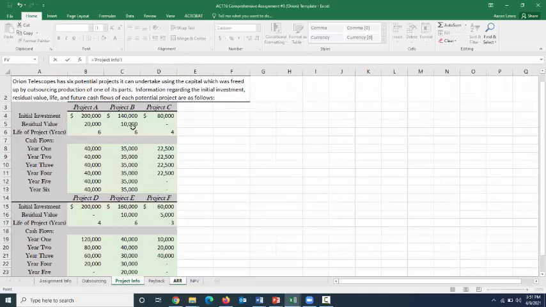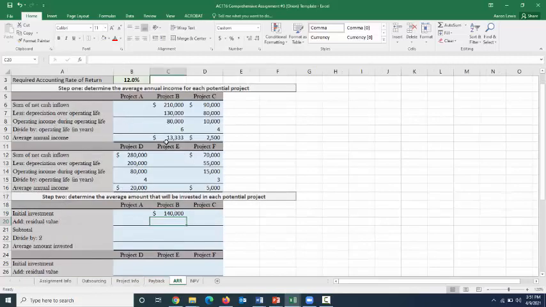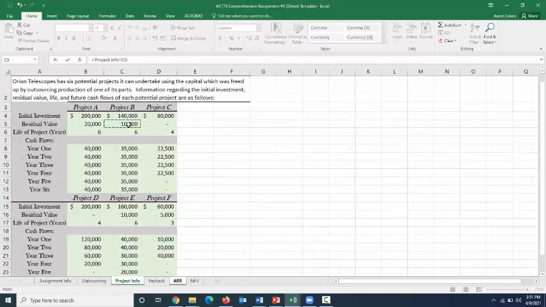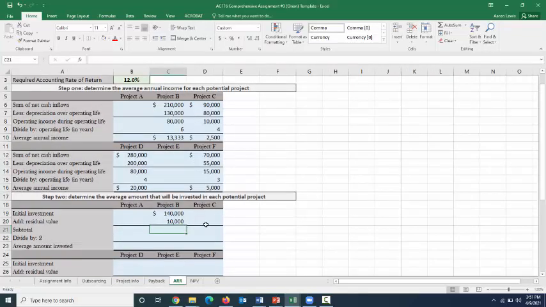Project B's initial investment is $140,000. Its residual value was $10,000, which means it's going to be worth $140,000 on the first day and $10,000 on the last day. And as we periodically record depreciation on that project, the total value we have is going to be going down.